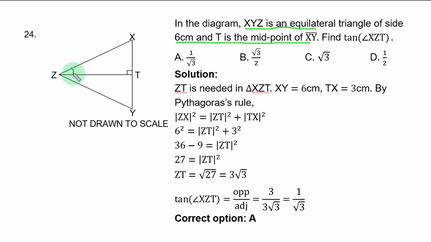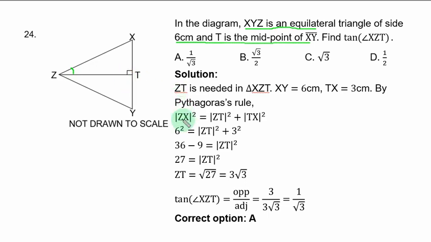In that triangle, ZS is already 6. Now SY is 6. T is the midway or midpoint. That means ST is equal to 3. To get the tangent, this is opposite, you need the adjacent. The trig ratio tan or tangent is defined as the ratio of opposite to adjacent. So ZT is needed, and that is by Pythagoras rule.